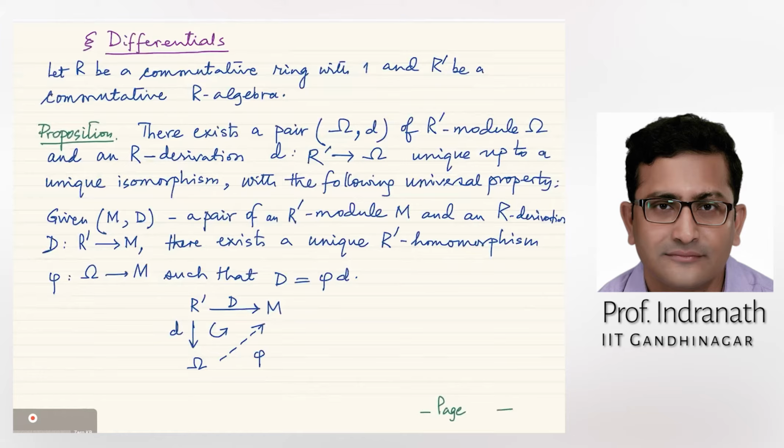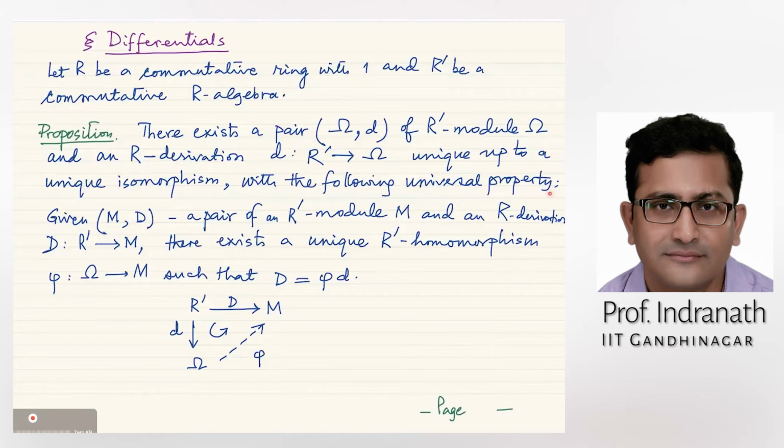R is a commutative ring with identity, R' is a commutative R-algebra, and then we said that this pair, an R'-module Omega and an R-derivation d, where d is from R' to Omega, is unique up to a unique isomorphism with the following universal property.